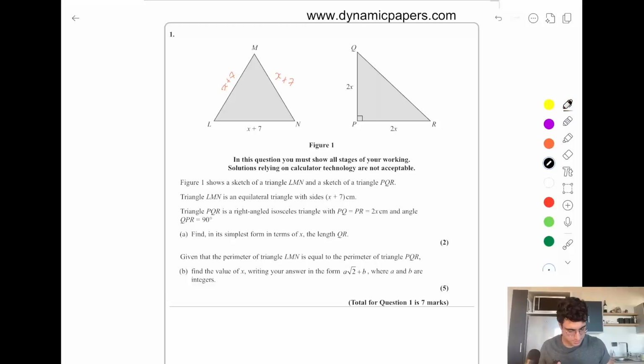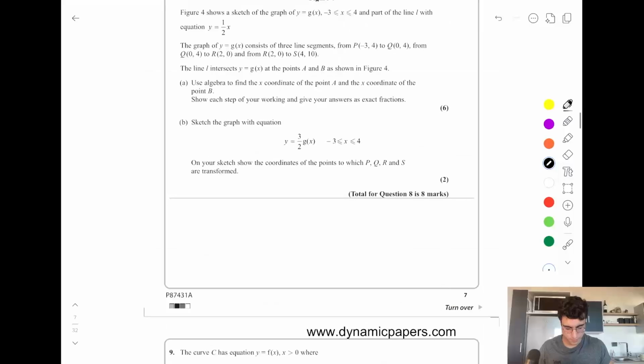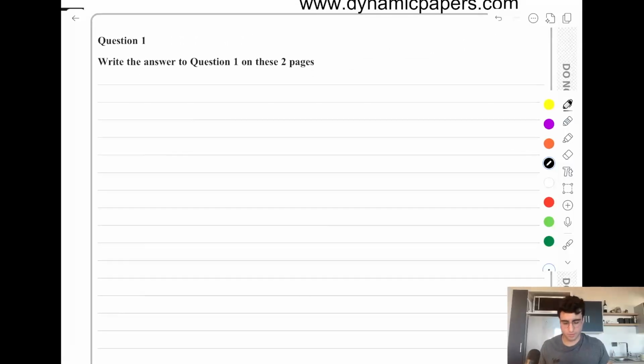Then it says that triangle PQR is a right-angled isosceles triangle, with PQ equals PR equals 2x, and an angle of 90 degrees. For part A, it says to find, in its simplest form, in terms of x, the length QR. So we need to find this. Now this is a very easy question, because all you need to do is deploy the Pythagorean theorem. All we're going to say, guys, scroll down to the answer sheet.